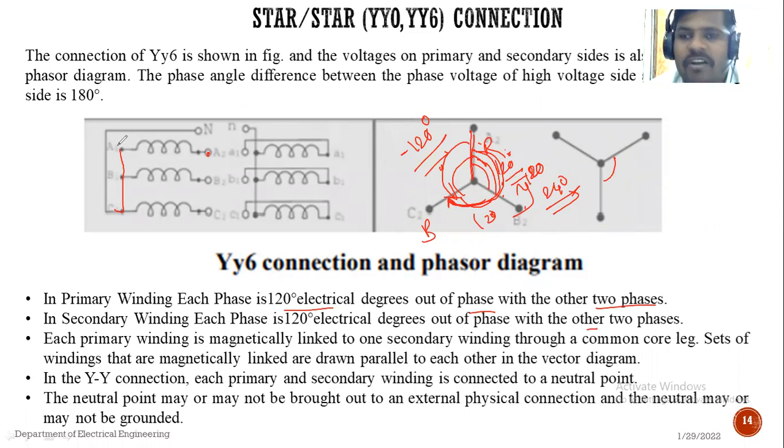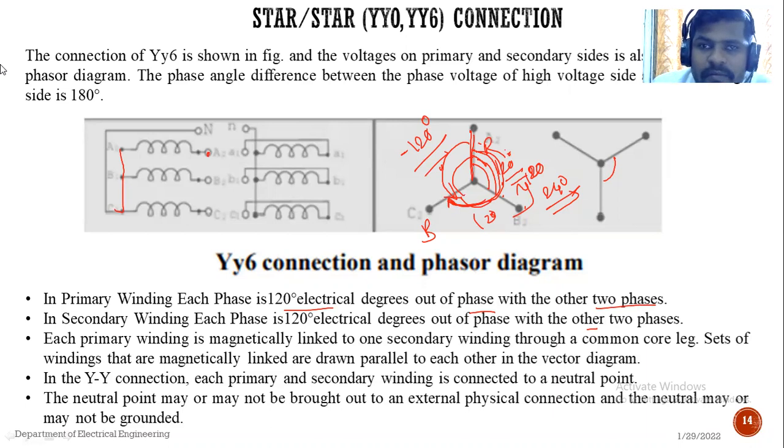And the neutral may or may not be grounded. If there is a necessity to get the neutral grounded, म्हणजे न्यूट्रल कनेक्शन जर ग्राउंड करायचं असेल तरच करू शकतो, नाही केलं तरी पण चालेल. ओके, so these are some of the points related to the star star connection.